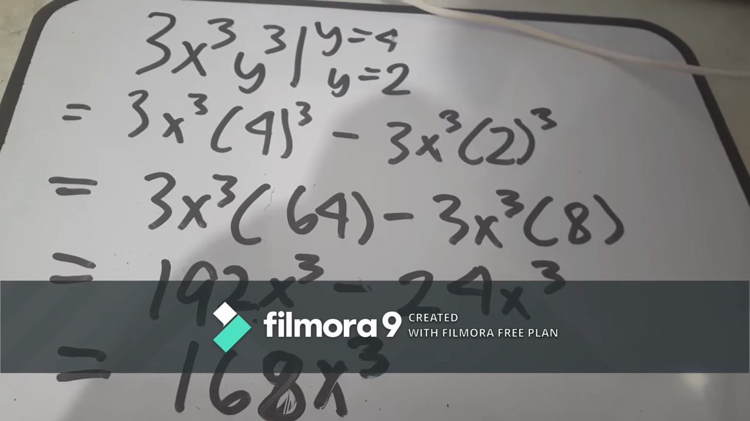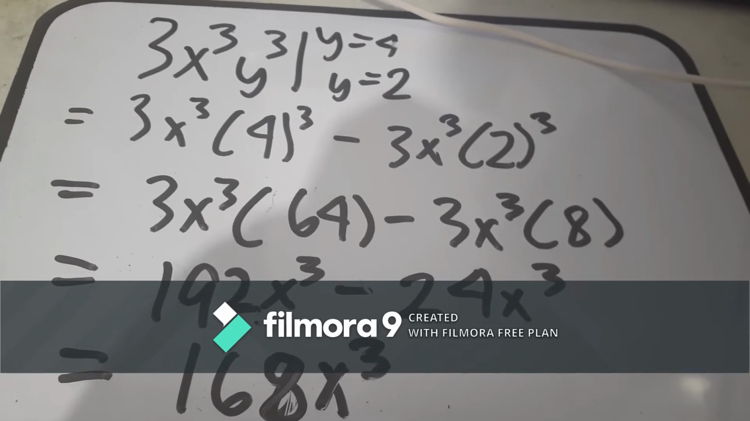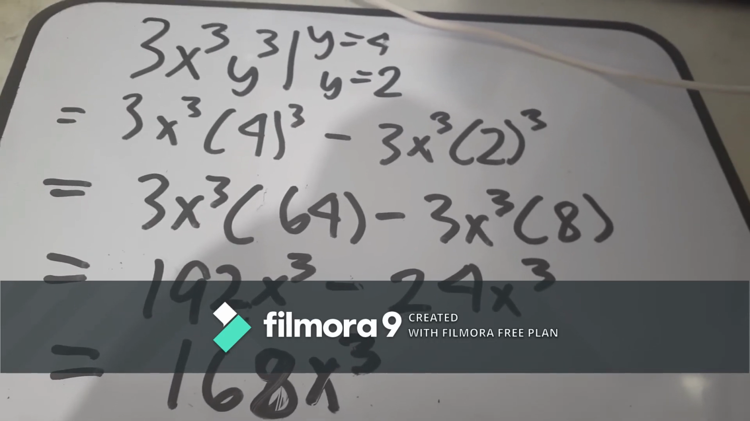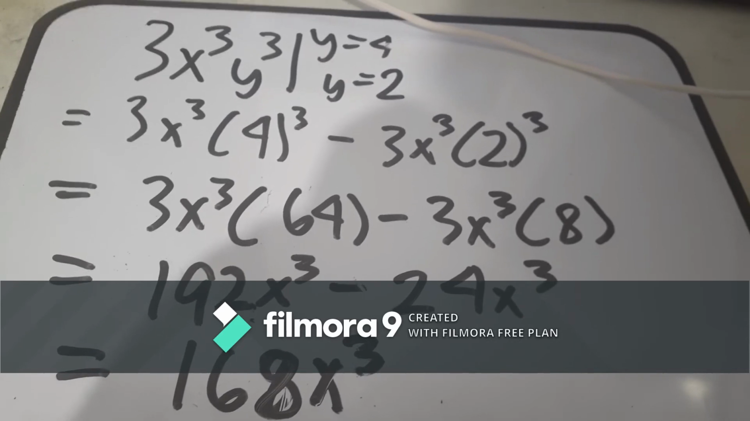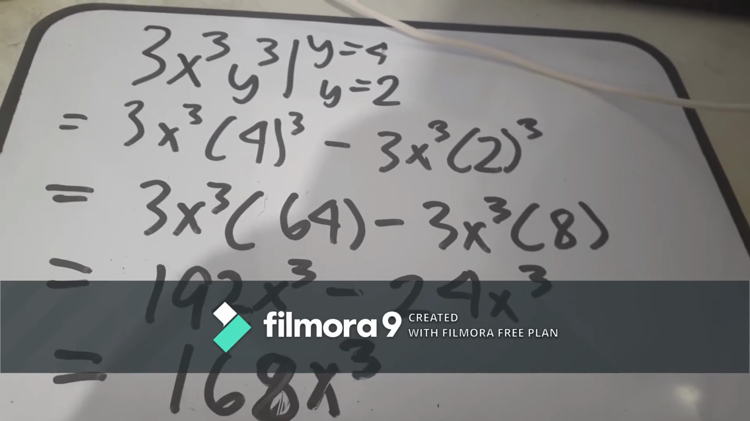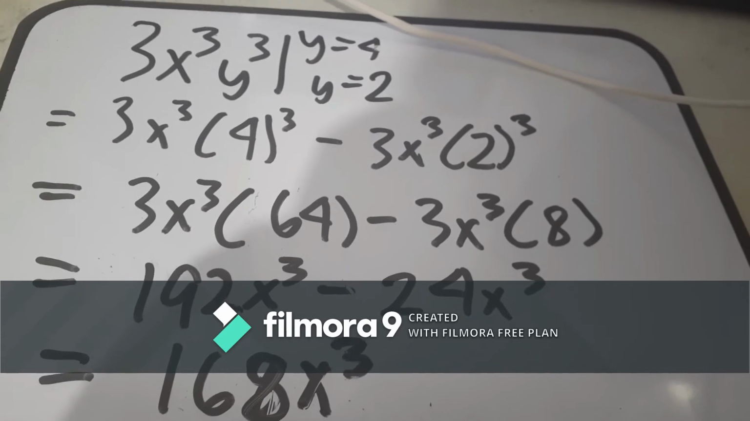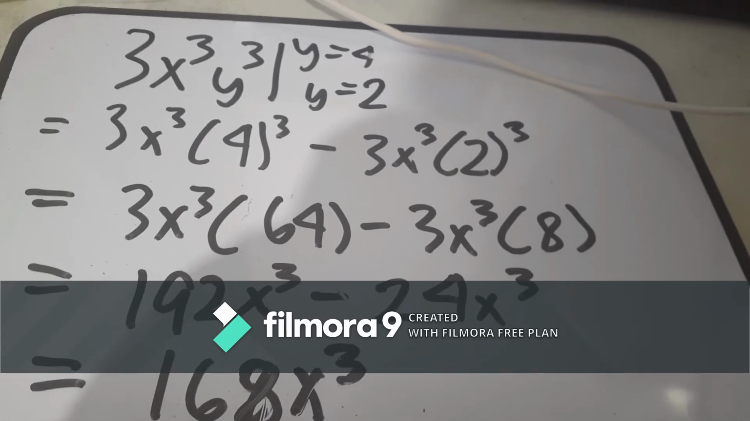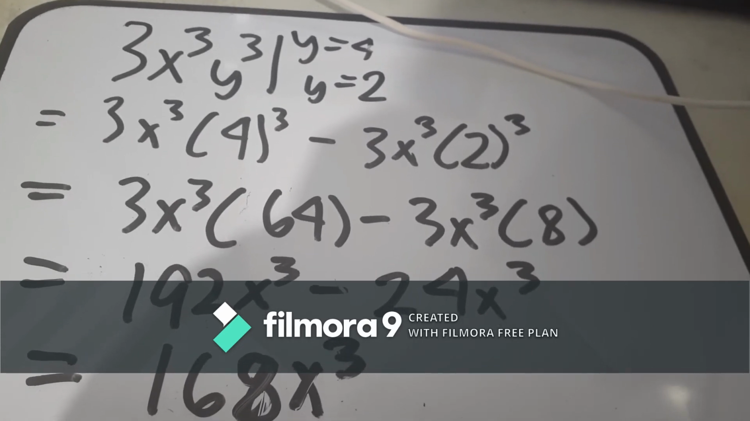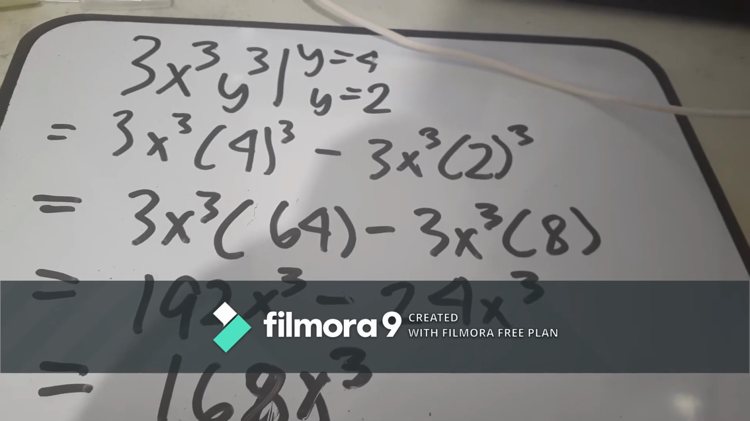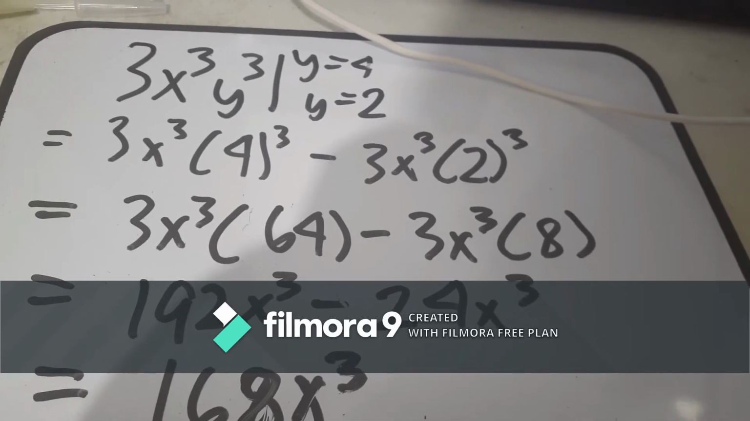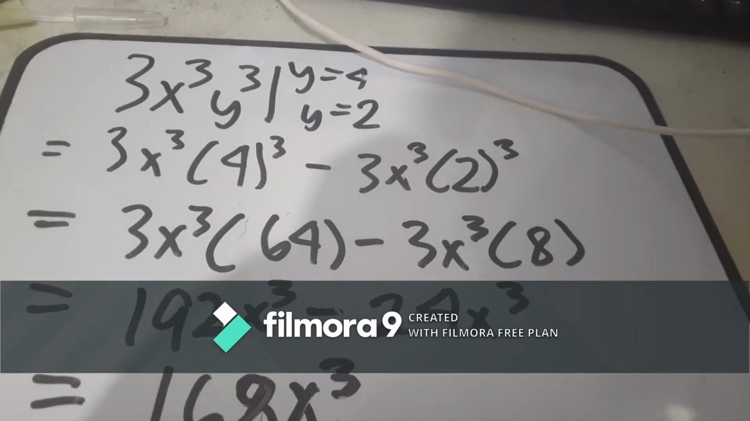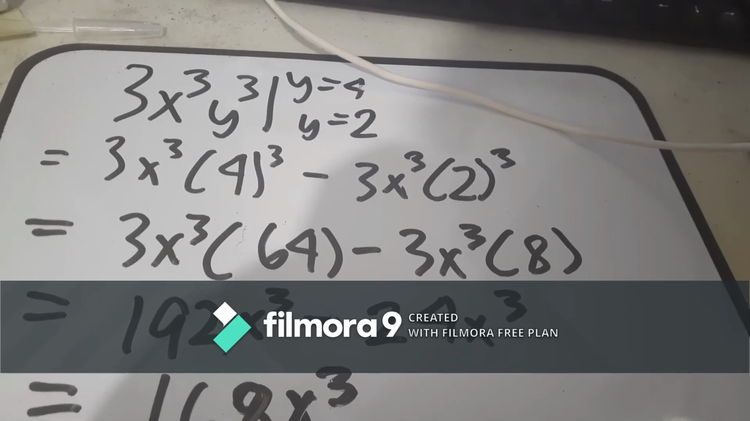To plug in our limits, we need to use the formula F(b) minus F(a). That's why we have 3x to the third power times 4 to the third power minus 3x to the third power times 2 to the third power. And we all know 4 to the third power will become 64, and 2 to the third power will become 8.